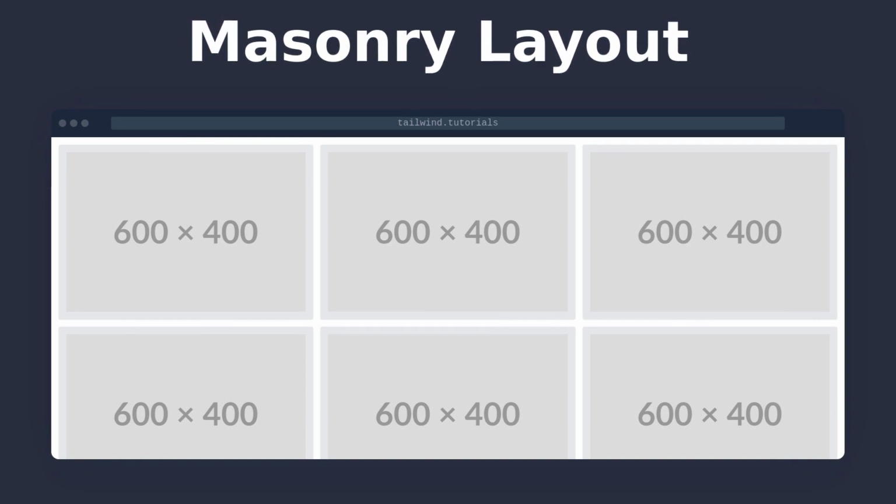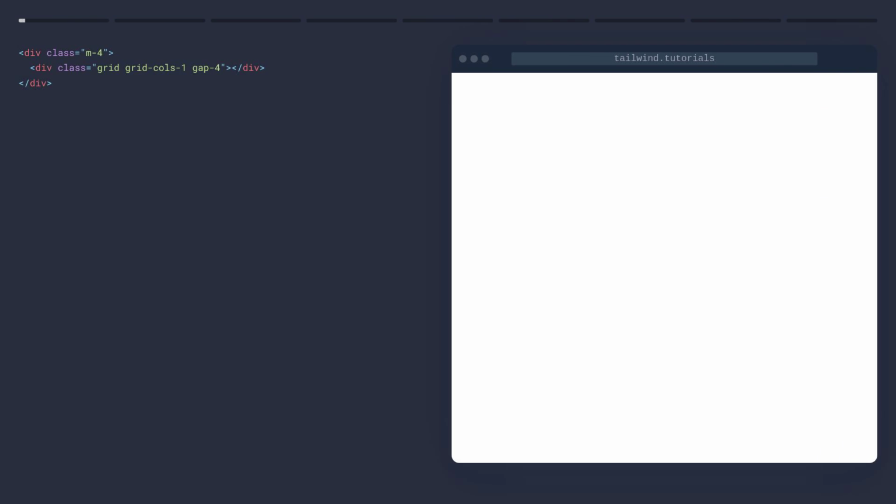Let's dive in. Let's start by creating a basic grid layout. We wrap our grid in a div with some margin to ensure it doesn't stick to the edges. Inside, we use the Tailwind classes grid and grid-cols-1 to define a single column grid with some gap between items.